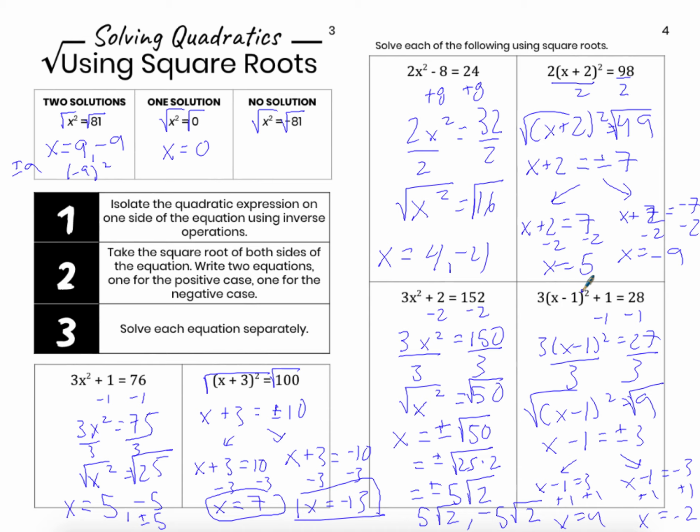Positive 3 squared is 9. 9 times 3 is 27. 27 plus 1 is 28. But also, I could have negative 2, because negative 2 minus 1 gives me negative 3. And that's the other way that I can get 3 here, or negative 3 squared. So negative 2 minus 1 is negative 3. Negative 3 times negative 3 is positive 9. Positive 9 times 3 is 27. And 27 plus 1 is 28.